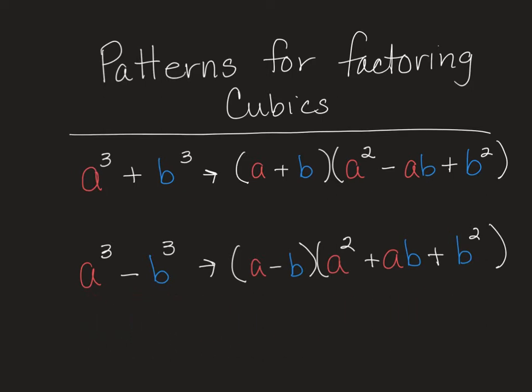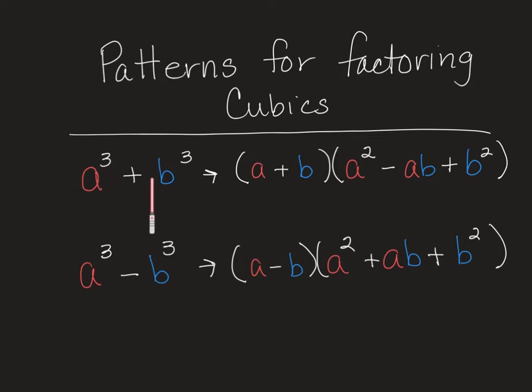These are things that should be written down in your notebook and kept as a reference because we are going to be using these patterns later on as I go through the lesson, using it to plug in values and do the actual factoring. So what it says is if I have a perfect cube plus a perfect cube, I'm going to factor it into a plus b, and then a squared minus ab plus b squared.